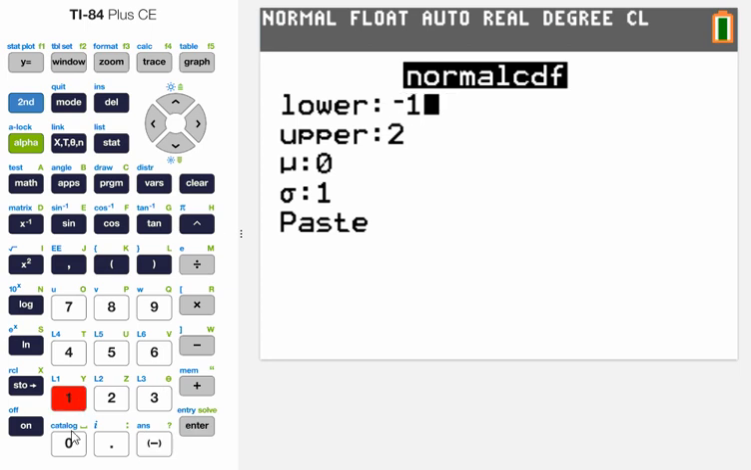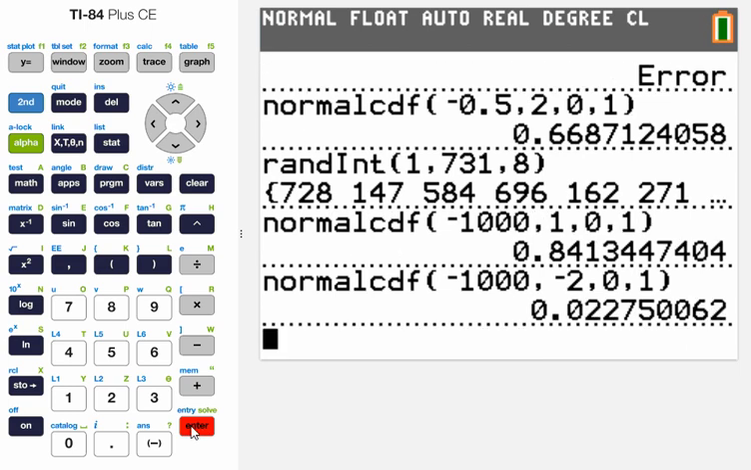Lower is negative 1,000. Honestly, negative 100 would have been fine. The upper was negative 2. And run it. Probability is going to be about 2.3%, 0.023.